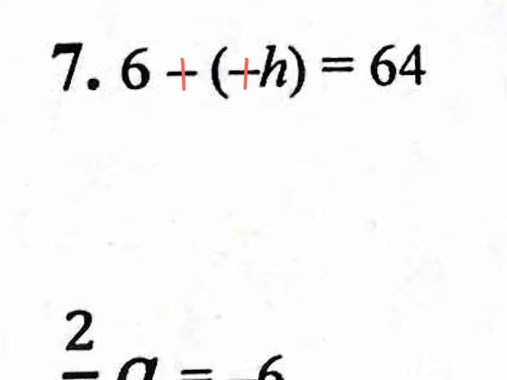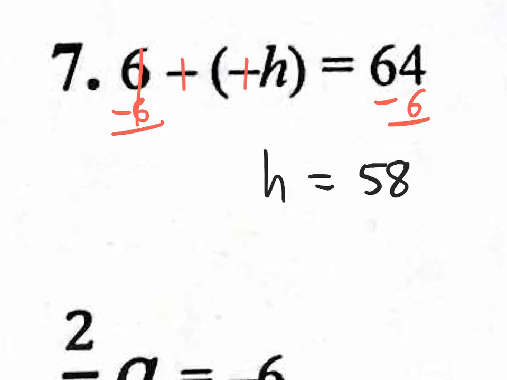So what you really have here is 6. You don't need 2 plus signs, it's just 6 plus h equals 64. I want to get h by itself. Jessica, if I want to get h by itself, what do I do? Subtract the 6. That'll cancel out. What I do to one side, I do to the other side. I will have a positive h equaling 58. Done.